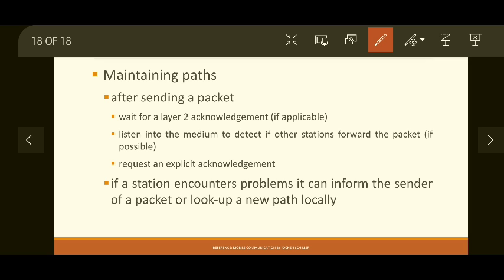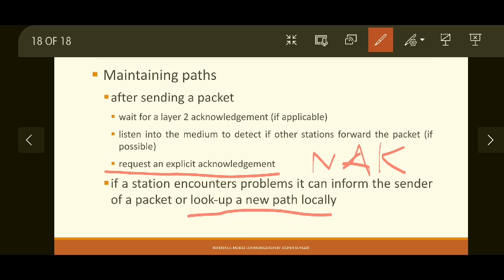So this also depends on what medium access mechanism is implemented on the data link layer or layer 2. Then if you don't hear any acknowledgement for a certain amount of time, we can request an explicit acknowledgement from the neighboring nodes. If they have not received the packet, they can send a negative acknowledgement. If they have received the packet, they can send an acknowledgement. Okay, this is how we can know whether the nodes are still connected or not. If any node has moved out, it can inform the sender so that the sender can look up a new path locally. Okay, so this is how paths will be maintained.